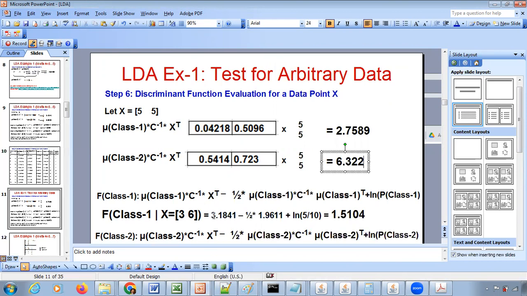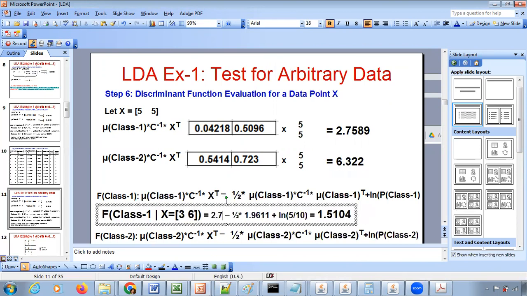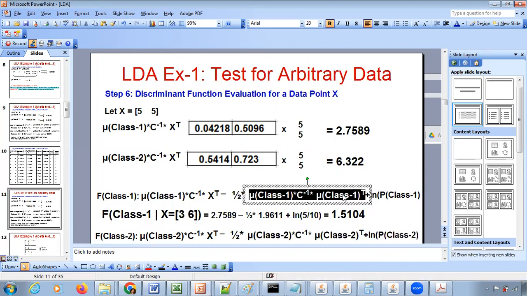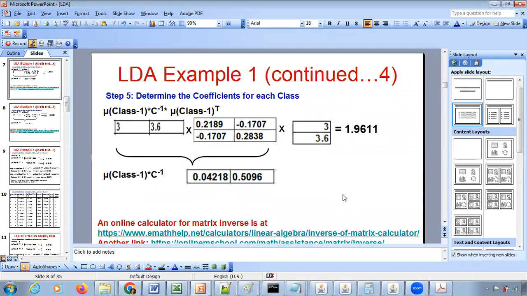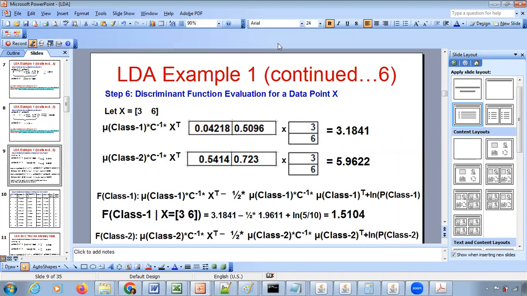So for class 1, the function value is now going to be 2.7589 minus half times the same. So these things don't change. This value we determined for the entire class 1 previously, the 1.9611. It's just that instead of the 3.6, the means vector, we used the actual data point. So that's the difference, and that's the first term here. We got this as 3.1841 minus half times 1.9611 plus log of 5 over 10. That's also not going to change because the training data set has 5 of the 10 records for class 1.